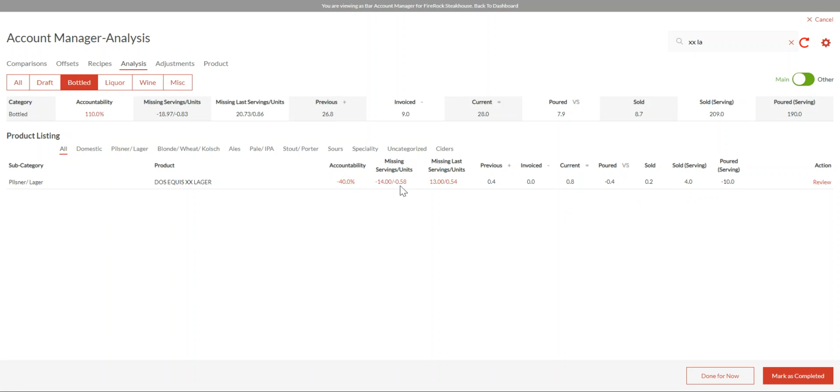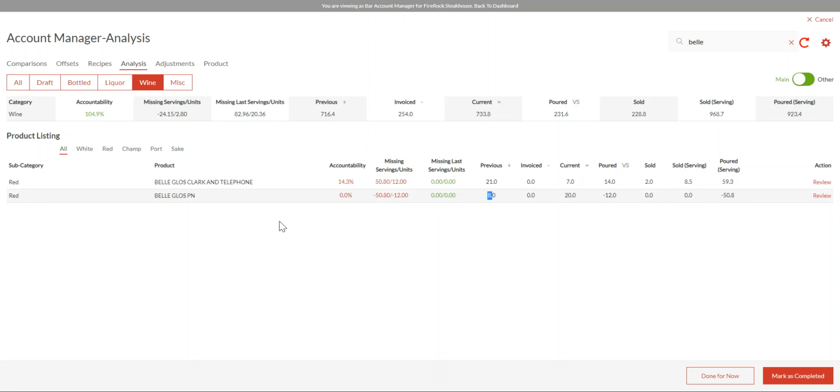But what is interesting here is that last week we were missing 13 bottles or 0.54 cases, and now we are almost exactly the same amount but in the different direction. So we're missing 13 last time, and now we're over 14. So that is a flip-flop between cycles that indicates a previous miscount.